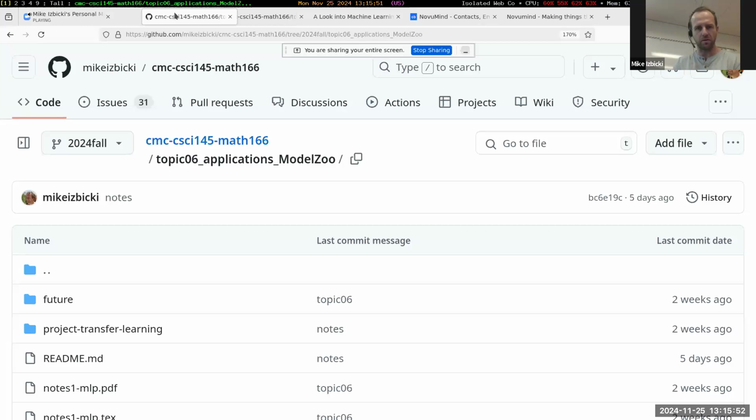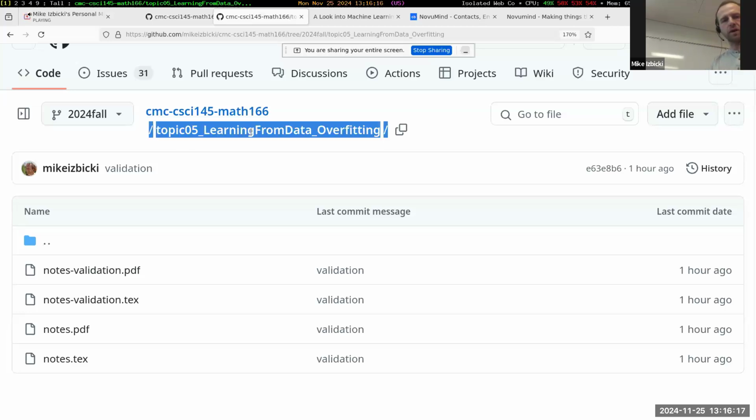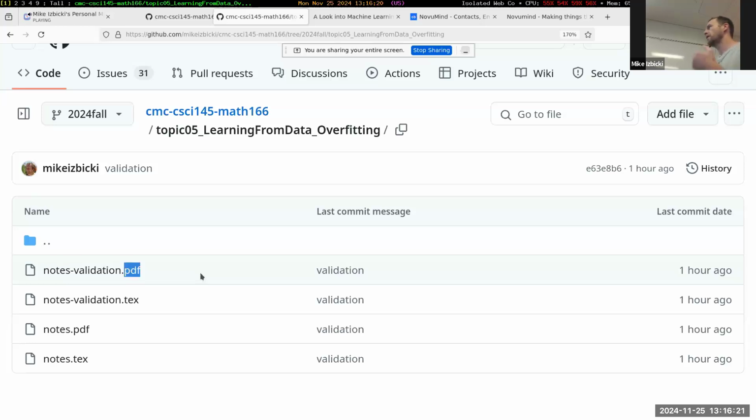Okay. Got everything arranged. Okay. We will go ahead and get started here. So yes, handouts up front, up here, for those of you who like handouts. The handout comes from the topic 5 folder in the notes validation.pdf.